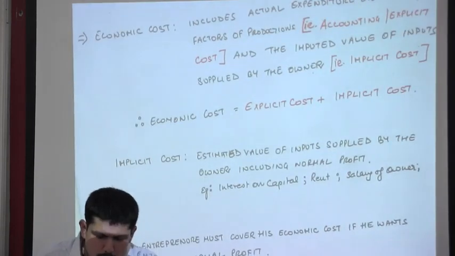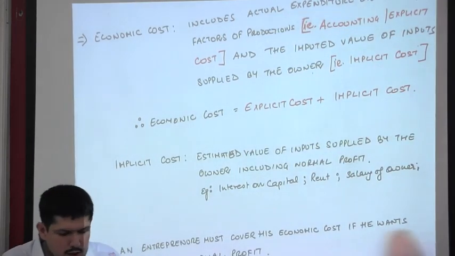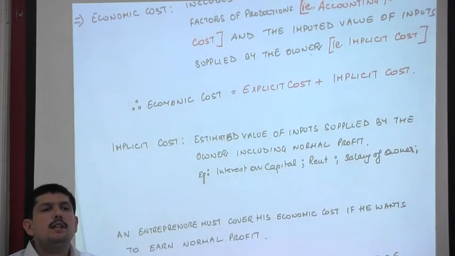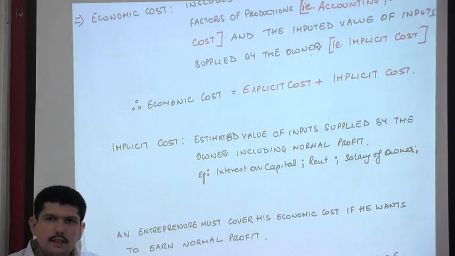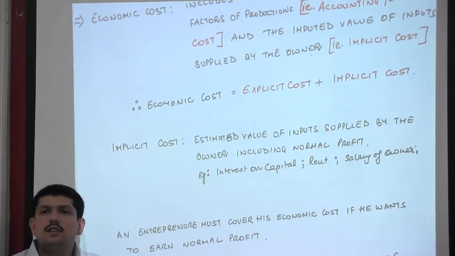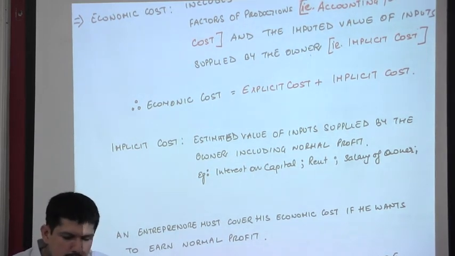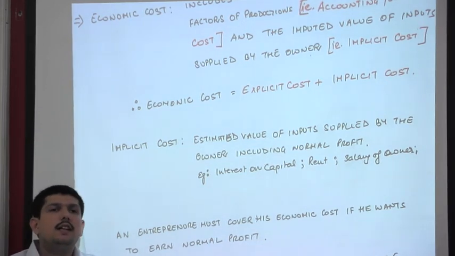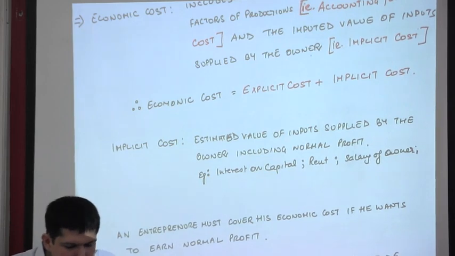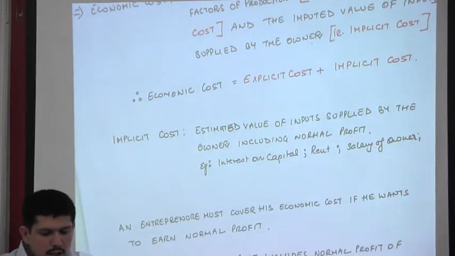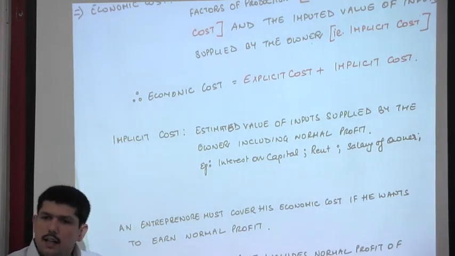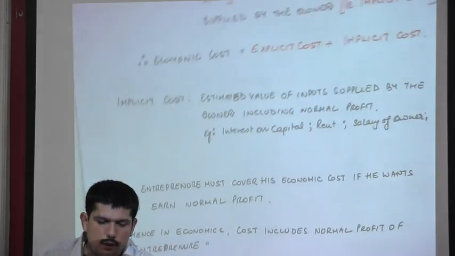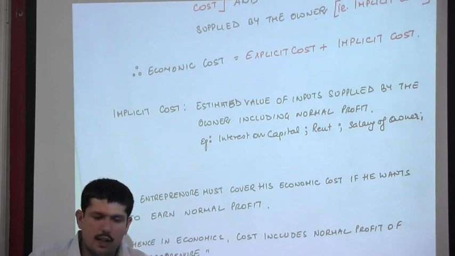So an entrepreneur must cover his economic cost if he wants to earn normal profit, right? So his revenue should be equal to his economic cost. If it is there, then it will be said that he is earning normal profit. If he is earning more than his economic cost, then it will be said that he is earning abnormal profits, right? Hence in economics, cost includes normal profit of the entrepreneur. Entrepreneur ka jo normal profit hai, wo already cost ke andar included hota hai.